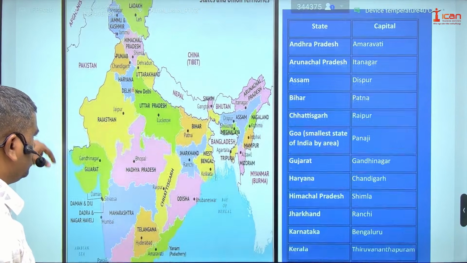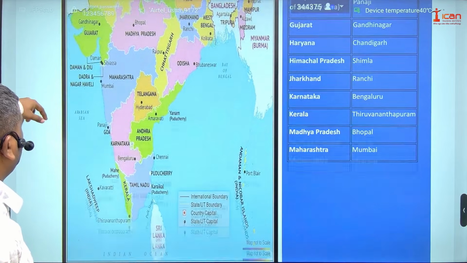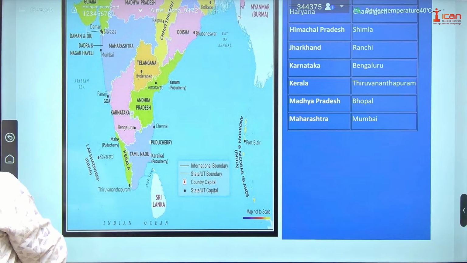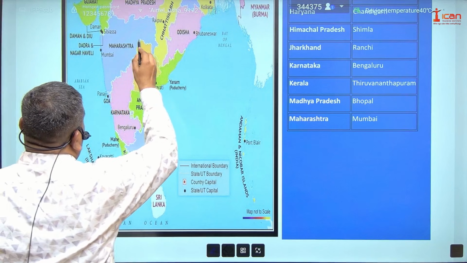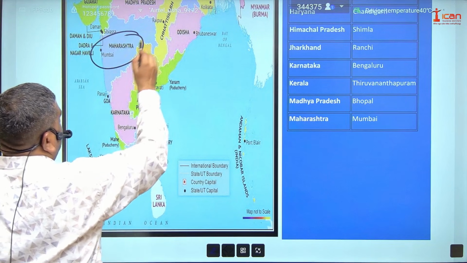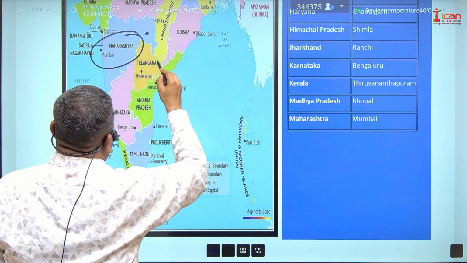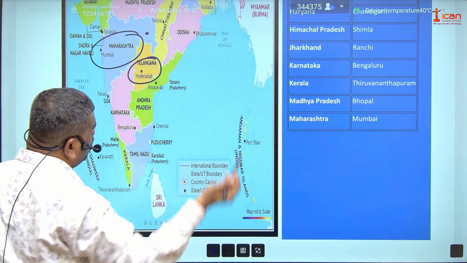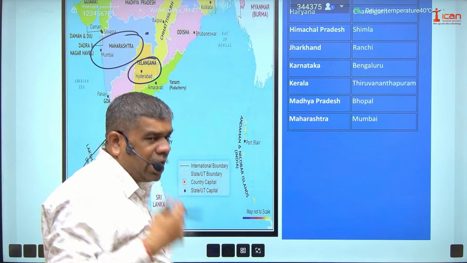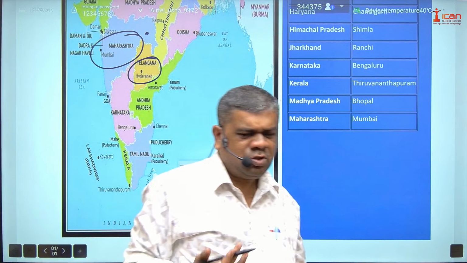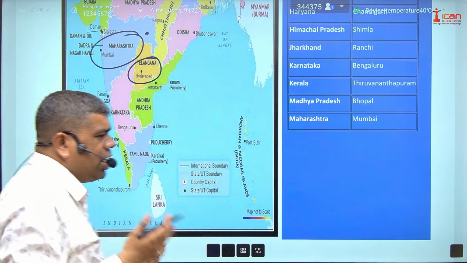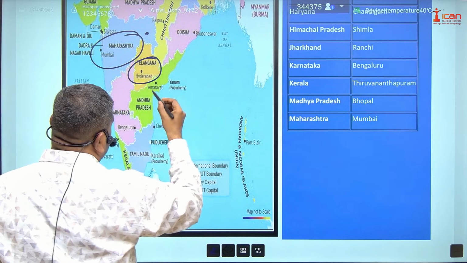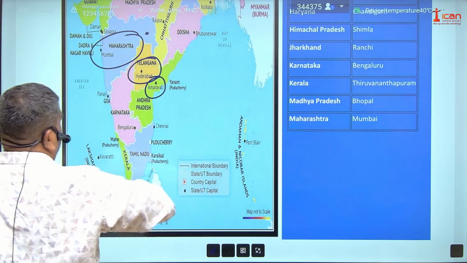Then if you go more to the southern part, we have Maharashtra, which has Mumbai as the capital. Nagpur is the winter capital. Then we have Hyderabad, the capital of Telangana. Hyderabad actually used to be the capital of undivided Andhra, the erstwhile Andhra Pradesh. But once it was bifurcated into Telangana and Andhra Pradesh, Hyderabad now remains the capital of Telangana. Andhra Pradesh has a new capital called Amravati.